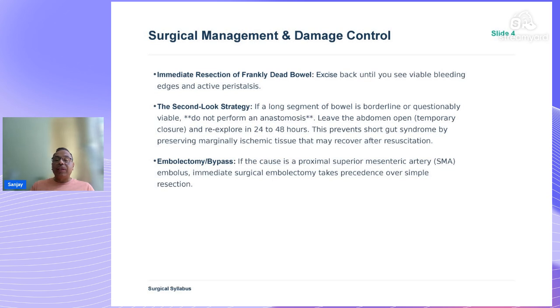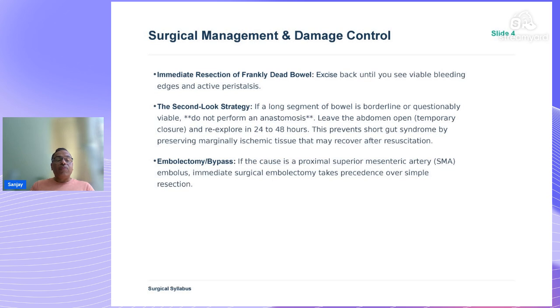So this second look strategy, initial excision, leaving the abdomen open and revisiting after 24 to 48 hours to look for the final line of demarcation between the viable and non-viable gut, would take into account preserving the bowel and avoiding unnecessary excision, which leads to short gut syndrome.